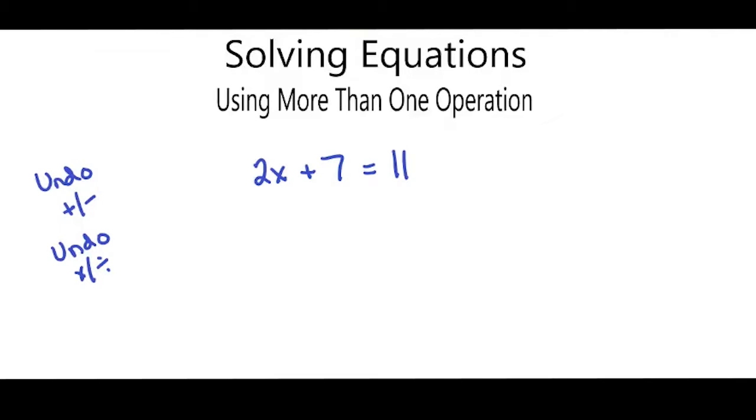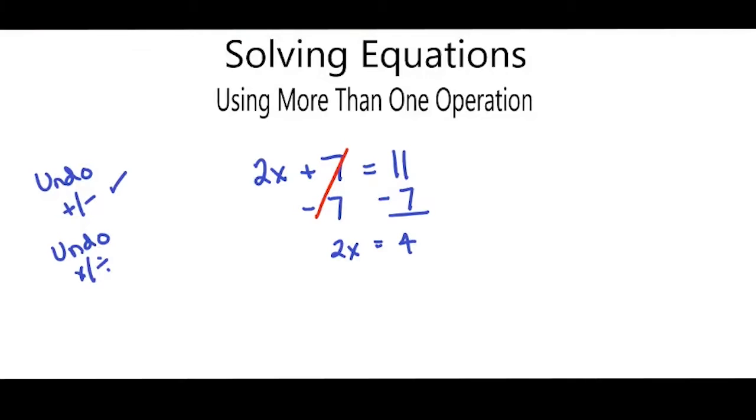So the way I'll do this is I will look for addition and subtraction first. So here I see I have an addition symbol. That means I'm going to subtract to undo. So I will subtract 7 on both sides of the equation. What that's going to do is cancel those 7s, leaving me with 2x on the left, and then 11 minus 7 on the right, and 11 minus 7 is 4.